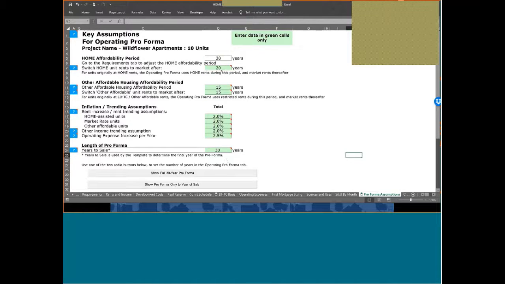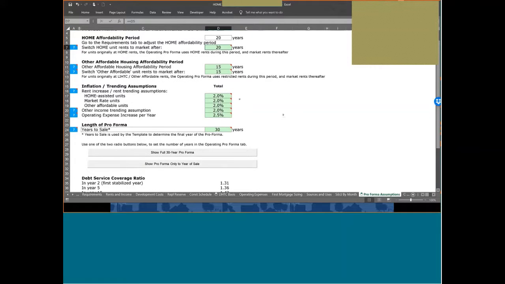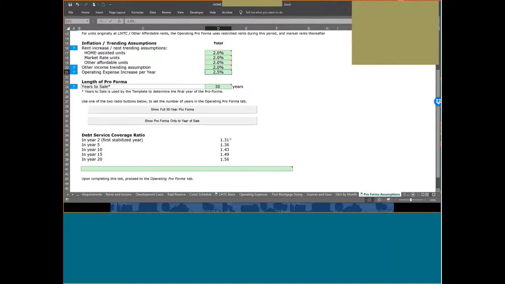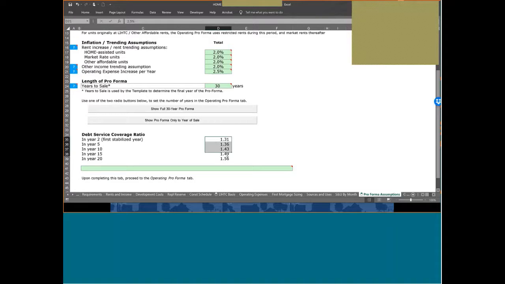In this case, the period you're looking at is 20 years. You're increasing your income by 2% and you're increasing your expenses by 2.5%. And when that's done, there's a little cheat window that shows you that your property actually gets better over time based on this confluence of factors. So you start out with a $1.31 debt cover, 131, and at year 20, it's 156.